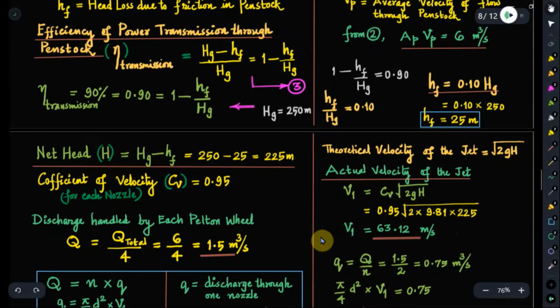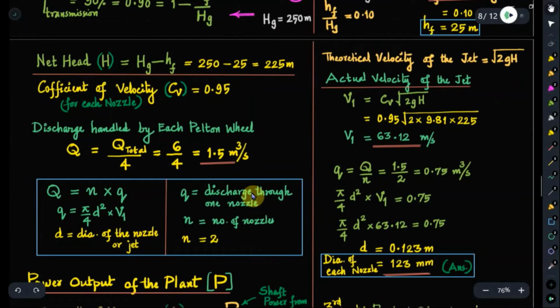This is the actual velocity of the water jet. It is not equal to the velocity of water flow through the penstock. Now we will be in a position to find out the diameter of each nozzle or diameter of the jet. How can you find out that?